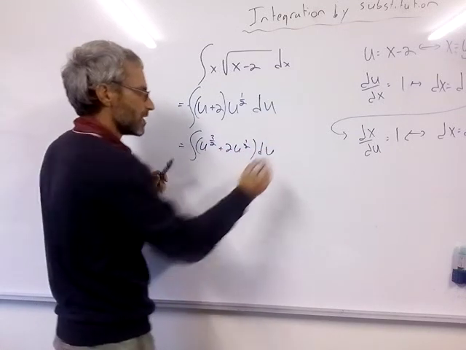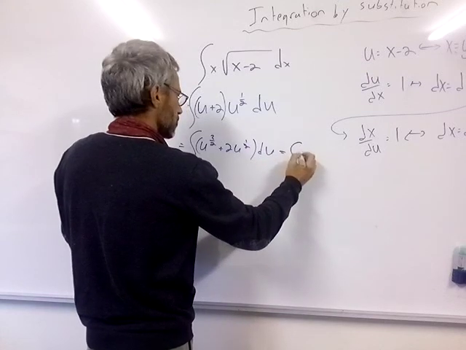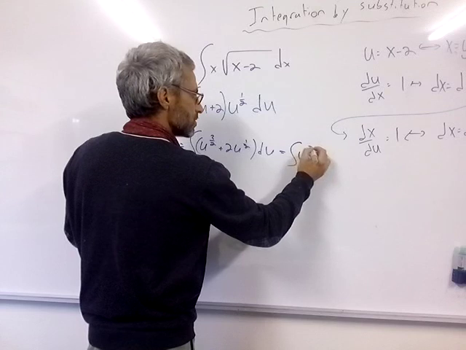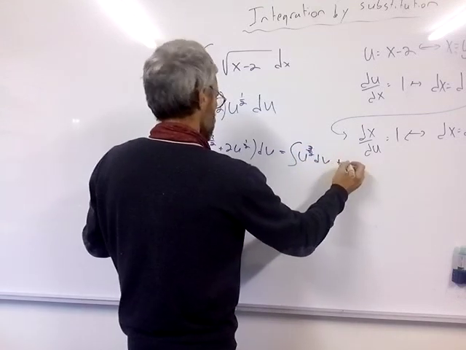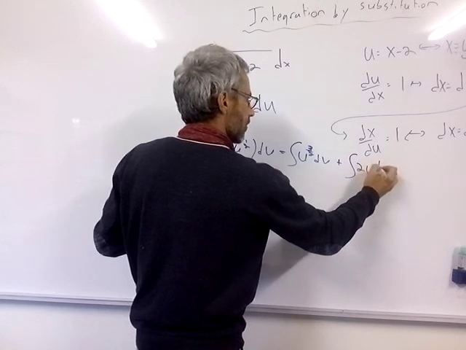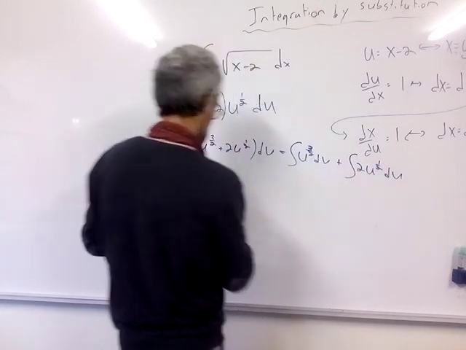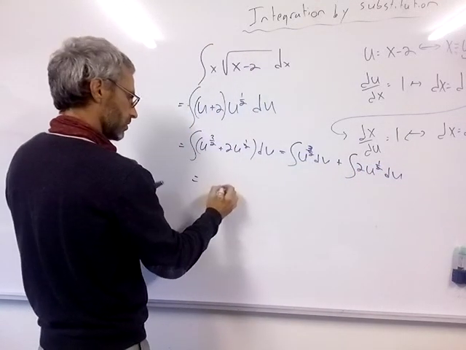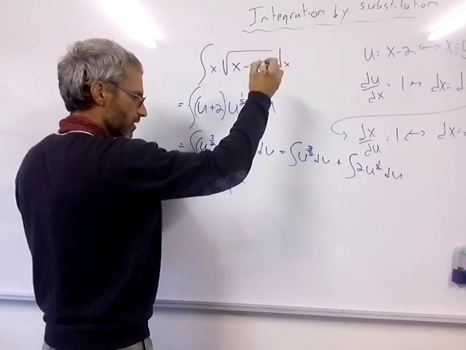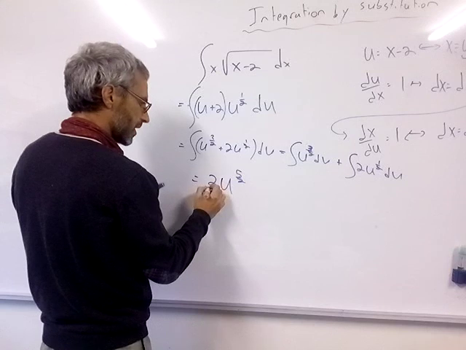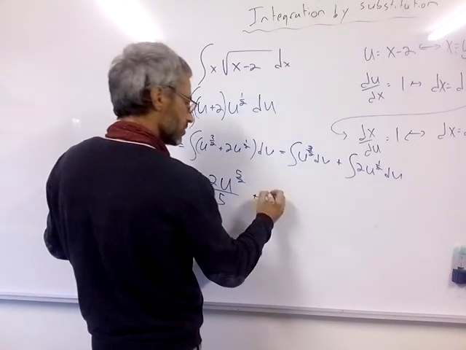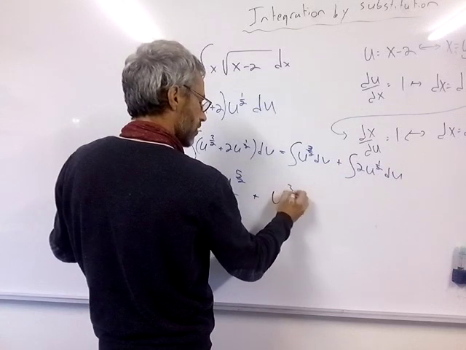Well, an integral of the sum is the sum of the integral. So it's the integral of u^(3/2) du, plus the integral of 2u^(1/2) du. Okay? The first integral will be u to the power of 5/2. I just did 1 up, but then I need to multiply it by 2/5. And the second integral, u power 3/2.